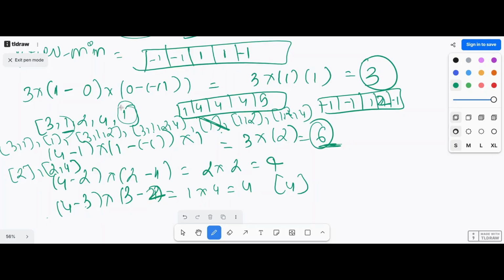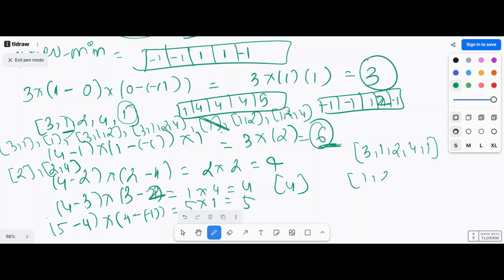And for the last one, next minimum is 5. So 5 minus 4 into 4 minus minus 1, which is 1 into 5. 5 times this one is coming as minimum. Which 5 times? Let's see. 3 1 2 4 1. This is 1. 1 2 4 1. This is 1. 2 4 1. 4 1. And only 1. These are the 5 different subarrays. I hope you got it. And then we do the summation of all of this. Okay, let's just solve it.